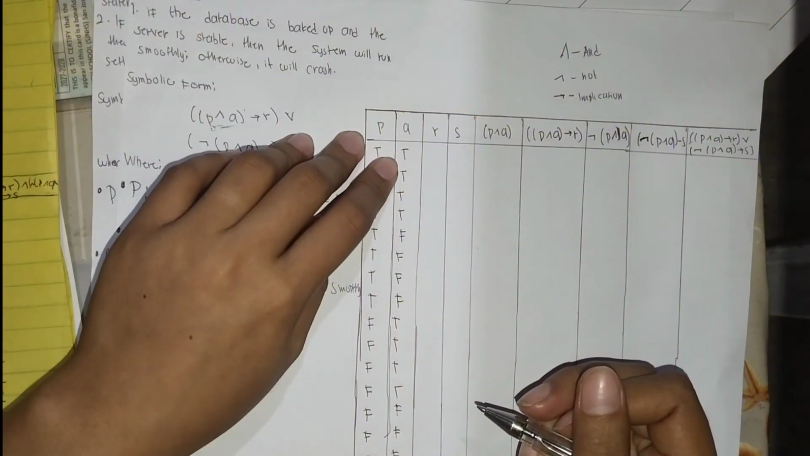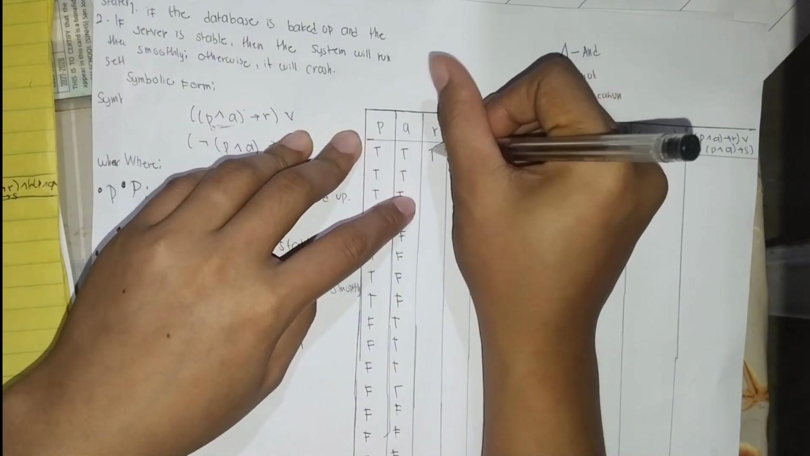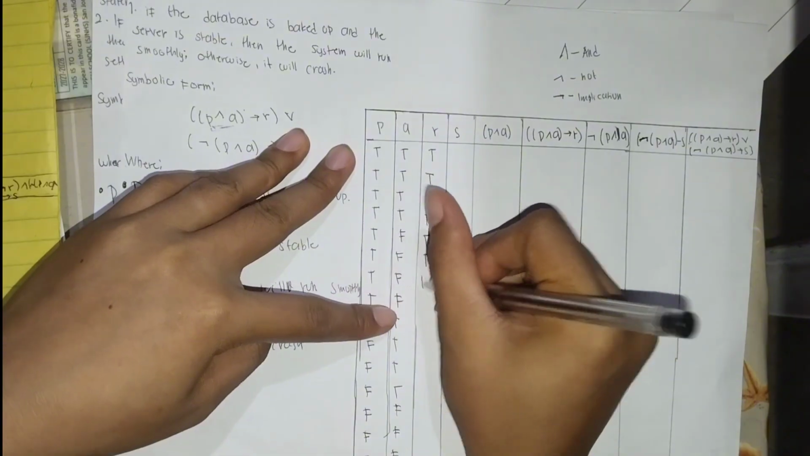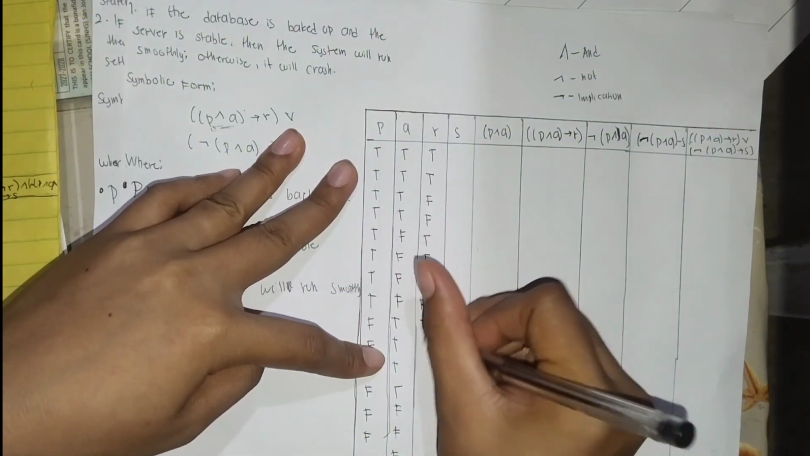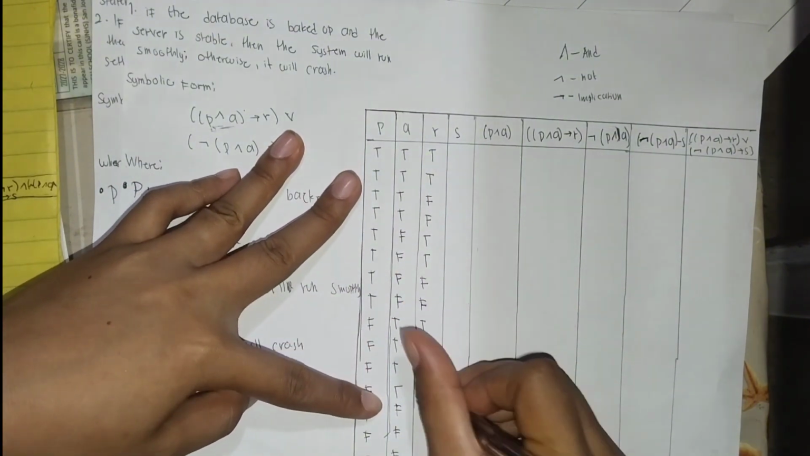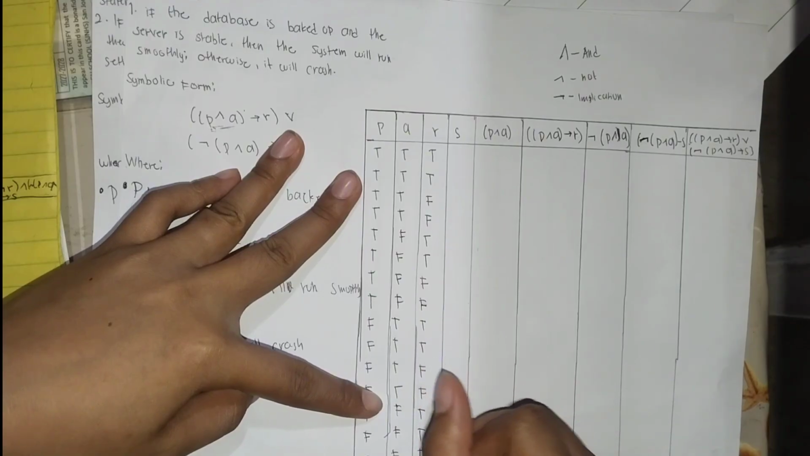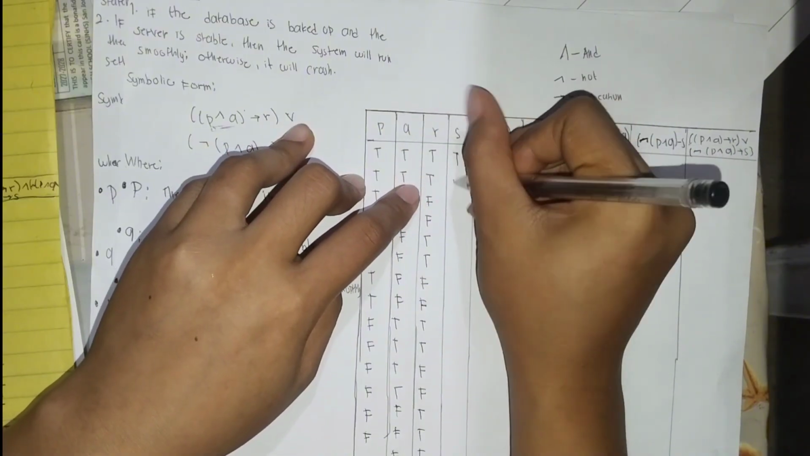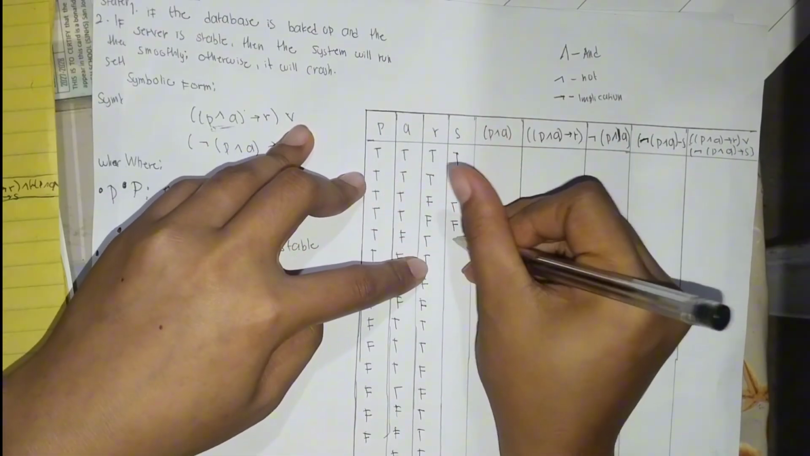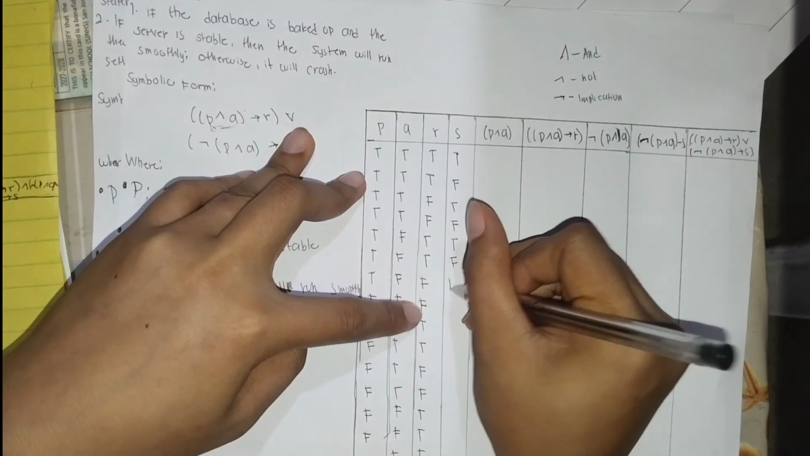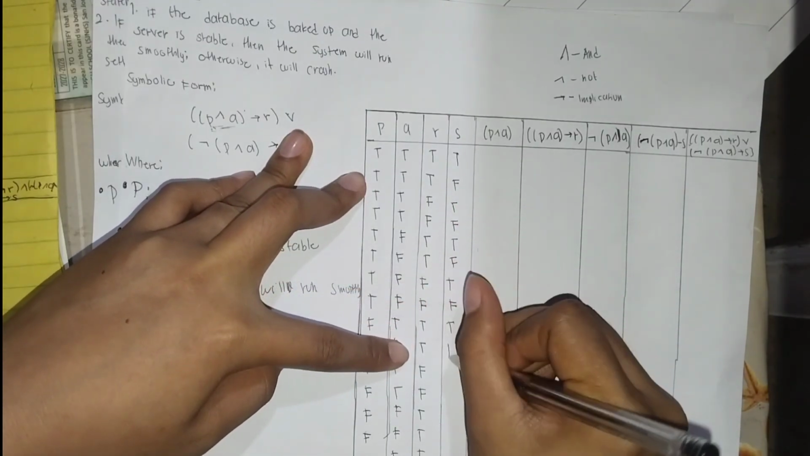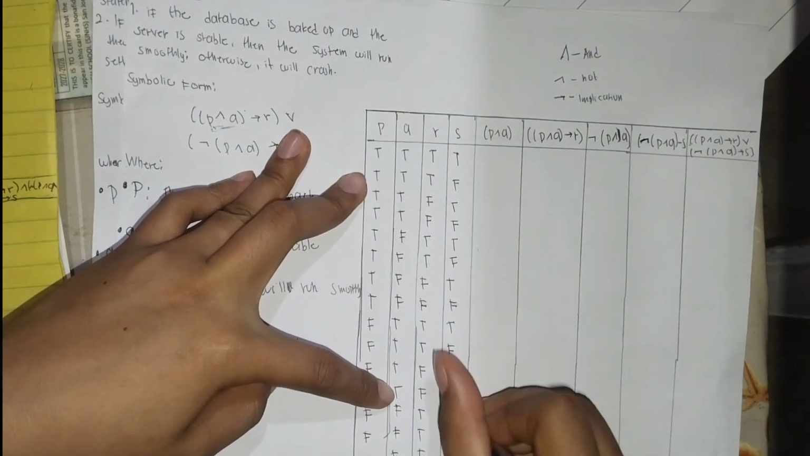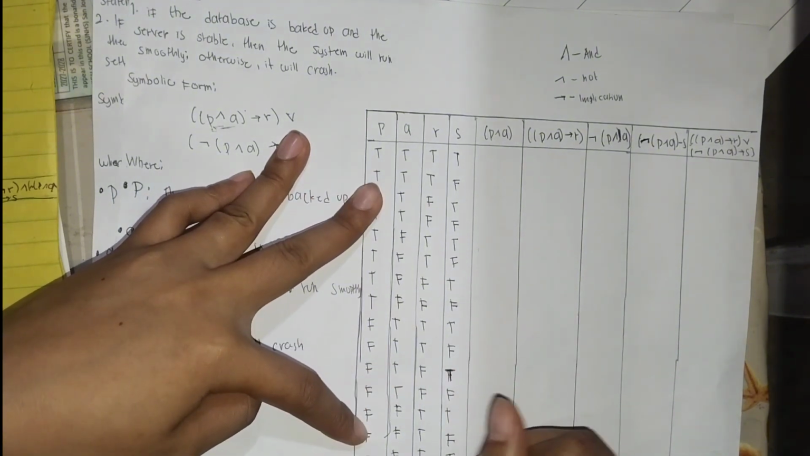Then R is true, false, false. So true, then false, false, repeating this pattern. Then S is true, false, and the pattern repeats: true, false, false, true, false, and so on.